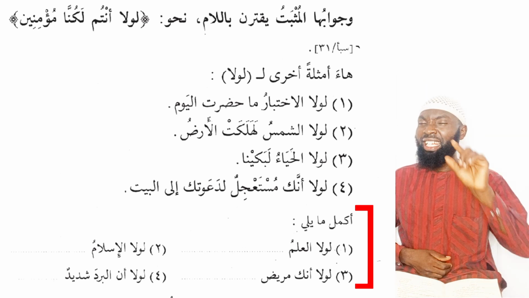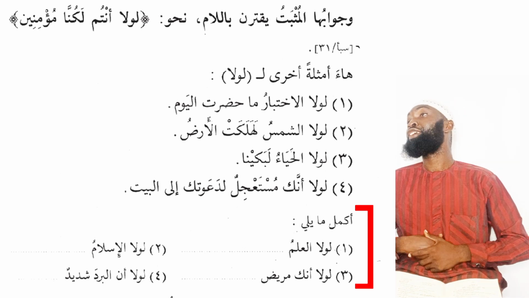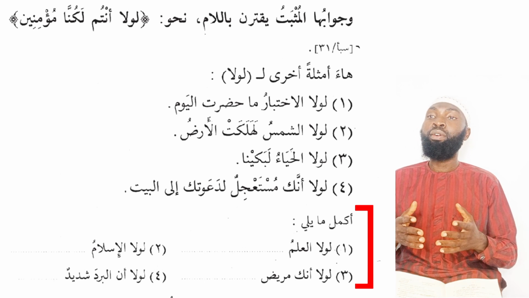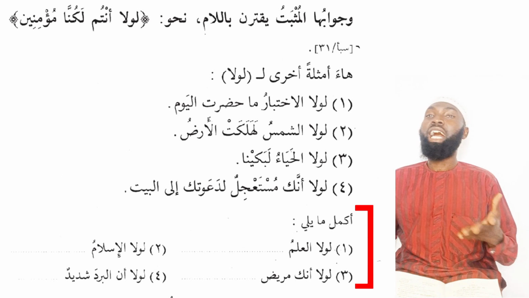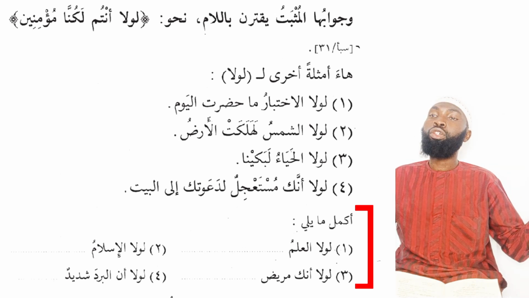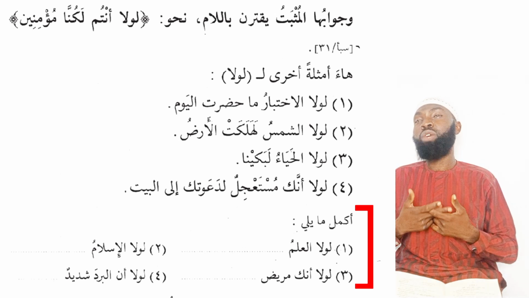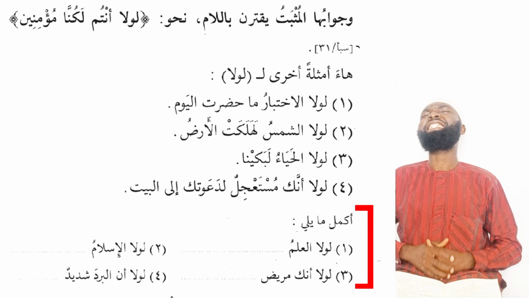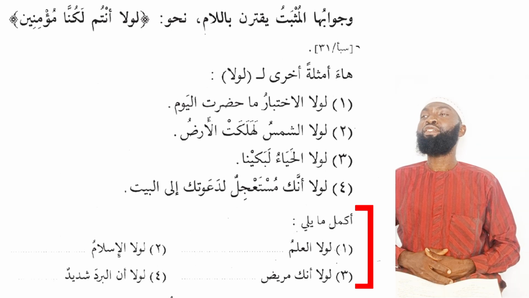The first one says lawla al-ilmu, if not for knowledge. What do we say? Lawla al-ilmu la fa'alna ma nasha, if not for knowledge, we would have done whatever we wish to do. So because we are knowledgeable, that is why we are restricted, we have our limits. Number two, we have lawla al-islamu, if not for Islam. Lawla al-islamu, if not for Islam, la kafarna, would have disbelieved.